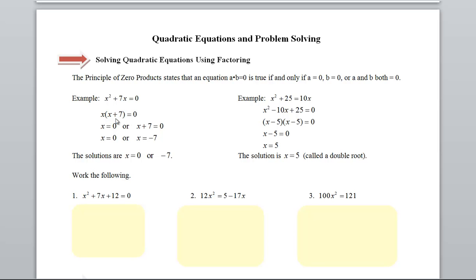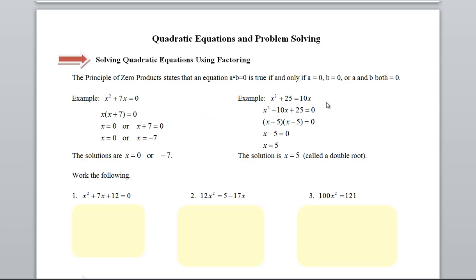When I get it down to this step, I separate my factors individually and set them equal to 0. So this one's already solved, so I've got x equals 0. This one I need to subtract 7, so x equals negative 7. So my solutions are x equals 0 or negative 7. Either one of those, if I substitute back in, will make a true statement.